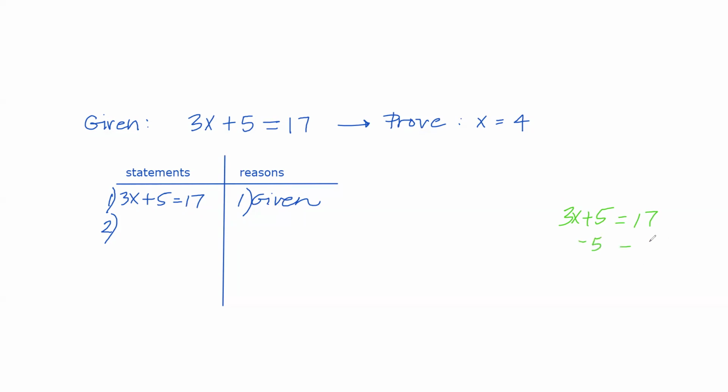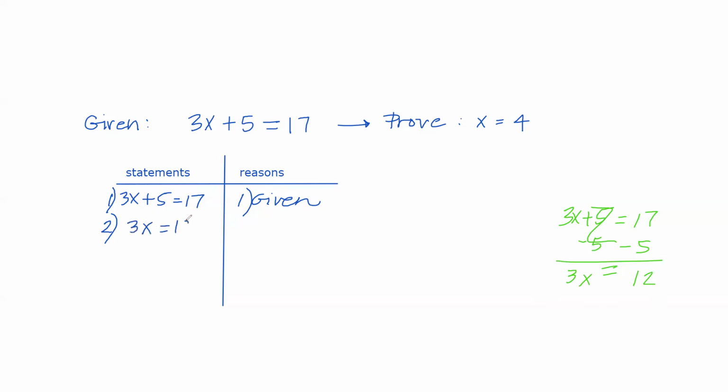Well, you would subtract 5 from both sides, right? And so you'd end up with 3x. The 5's cancel, becomes 0, and 17 minus 5 is 12. Okay, going back to the proof, this is what I write on the next statement for the proof.